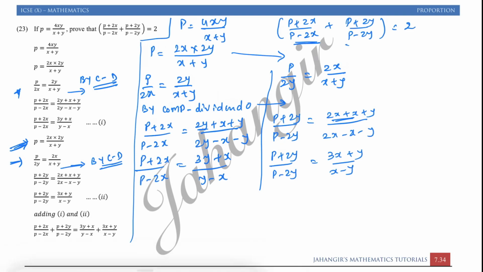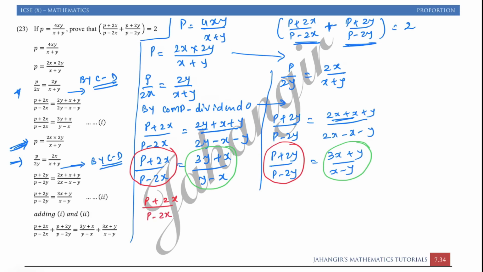Now we have to add both of them. See, here we have plus sign in between. So I will add this red circle with red circle, both left hand side and both right hand side. Green circle with green circle. So now I can say, adding 1 and 2, p plus 2x upon p minus 2x plus p plus 2y upon p minus 2y, that is red circle, that is equal to green circle, we have 3y plus x upon y minus x plus 3x plus y upon x minus y.